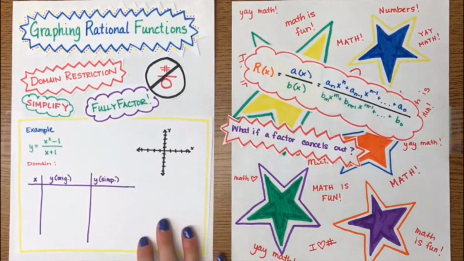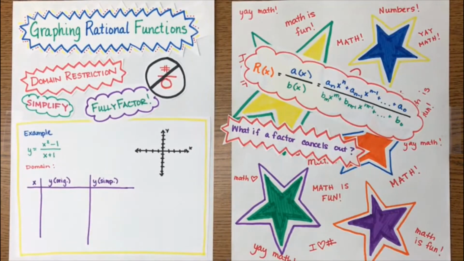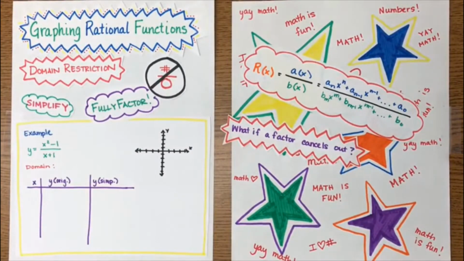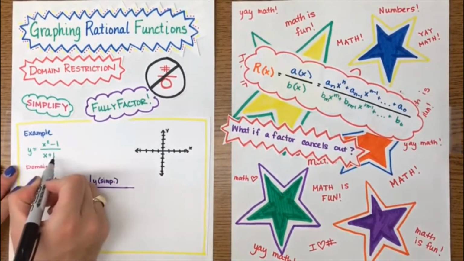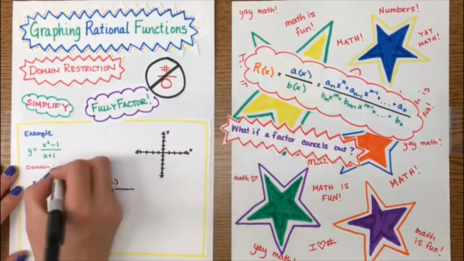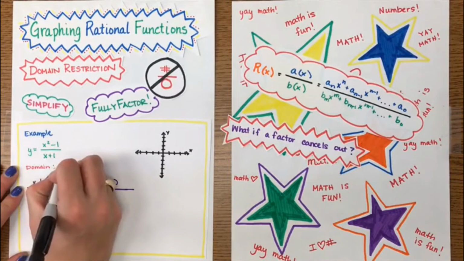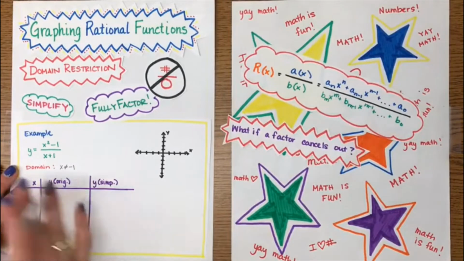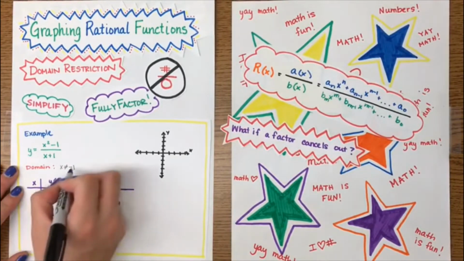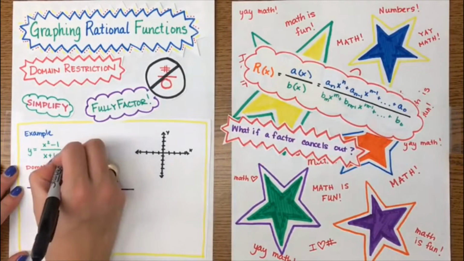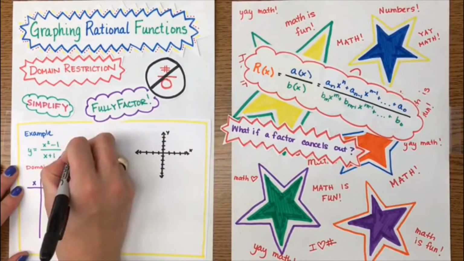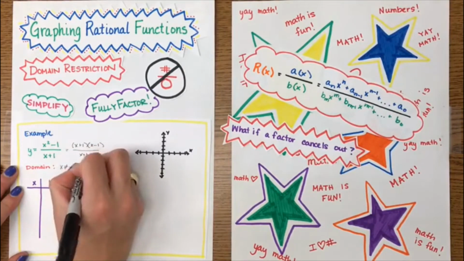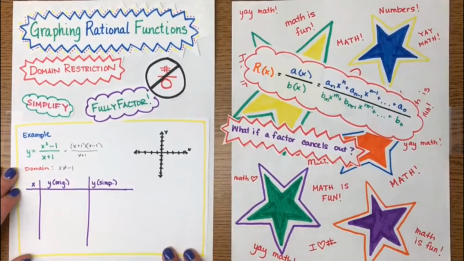So here's my example. I have x squared minus 1 over x plus 1. My first thing is I want to state my domain restrictions. The denominator cannot be equal to 0. So x plus 1 can't be equal to 0, so x cannot be equal to negative 1. My denominator is fully factored, but I want to fully factor my numerator as well. So x squared minus 1, that's the difference of squares, which factors to be x plus 1 times x minus 1.